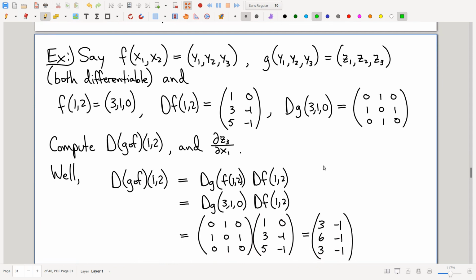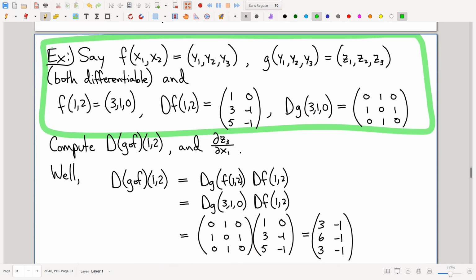Here I have a bunch of setup. This is all just givens. Notice in this example, I'm not telling you the formula for either of these functions. I'm going to give you limited information, and I want you to use the limited information to find the specific things that the question's interested in.